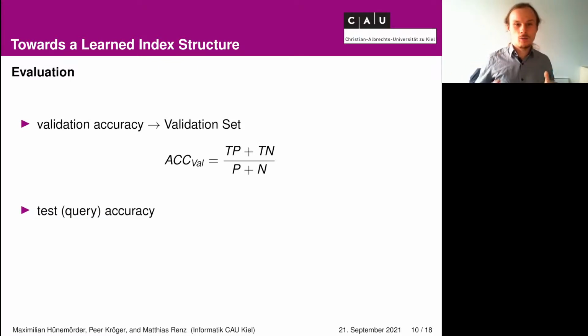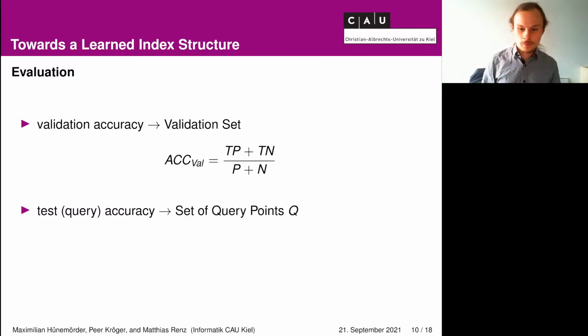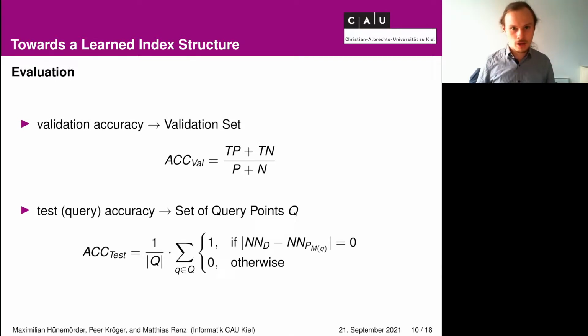For testing, we generated another set of query points that were previously not seen from the same data process, which is our set of query points Q. And then we looked at the differences between the brute force nearest neighbor and our nearest neighbor from this page that we predicted, and took the difference, and if it's 0, so if it's an exact match, we have a 1.